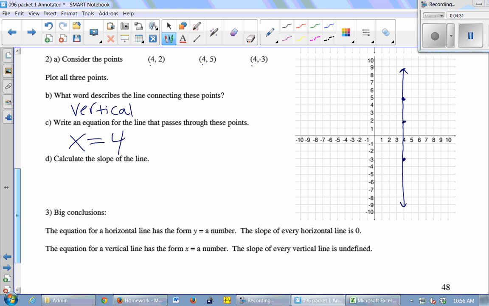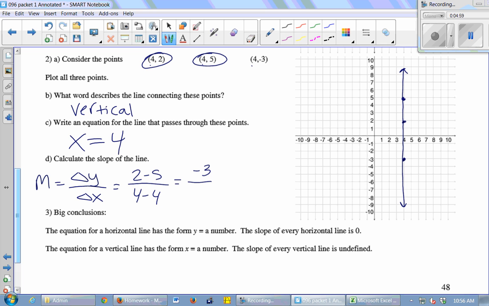Let's look at the slope of this line. Pick any two of these 3 points, so let's just do the first two. My slope is a change in y over a change in x, or the difference in the y's over the difference of the x's. So I subtract: (2 - 5) over (4 - 4). Subtract the y coordinates, subtract the x coordinates, and I get -3 over 0. What is -3 divided by 0? Undefined. You can't divide by 0, so we say this is undefined.